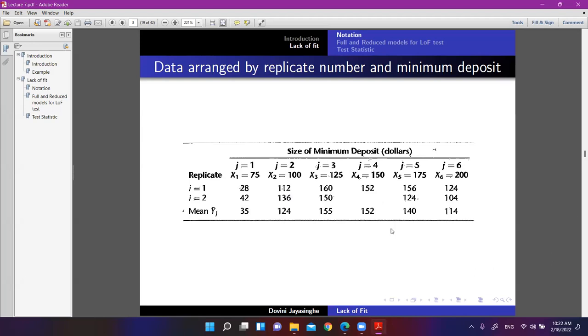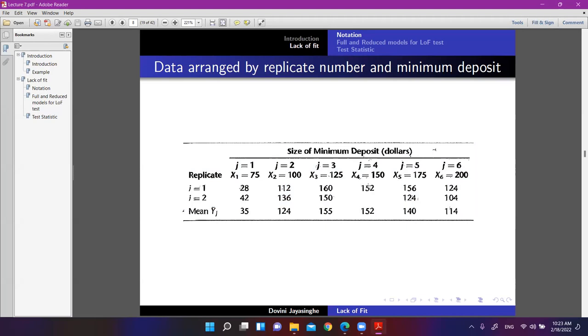So they have rearranged the table like this and they have taken the mean. So 28 plus 42 divided by 2 is 35. 112 plus 136 divided by 2 is 124. Likewise, they have taken the mean. Remember here, we don't take 152 plus 0 divided by 2. No, we are not doing that because it is not replicated.